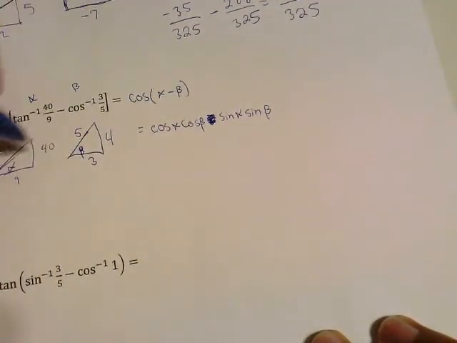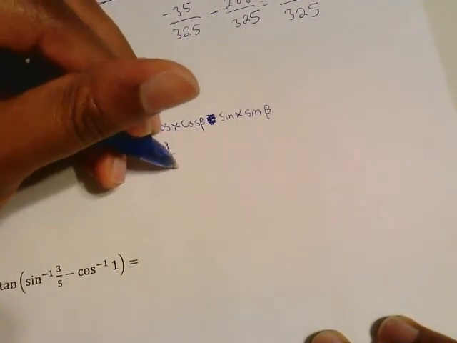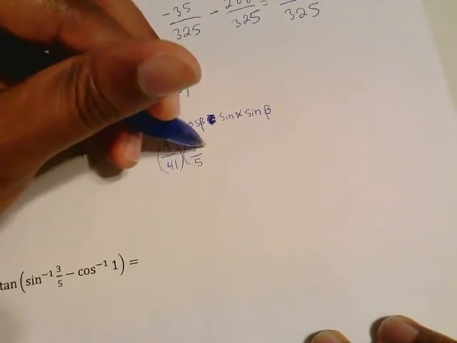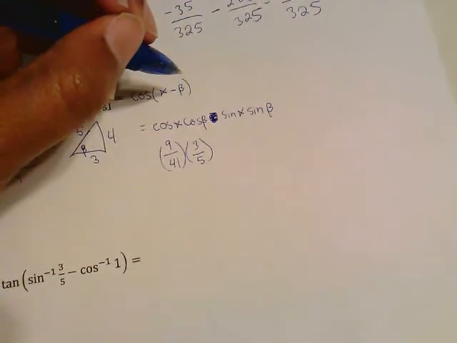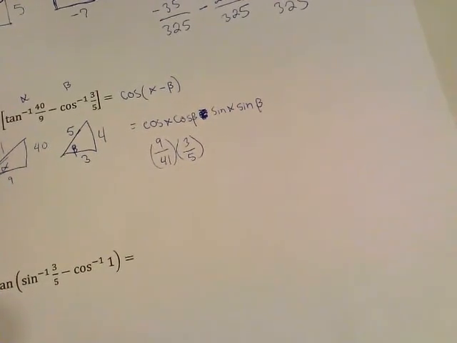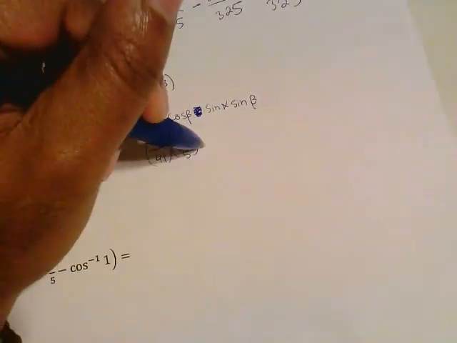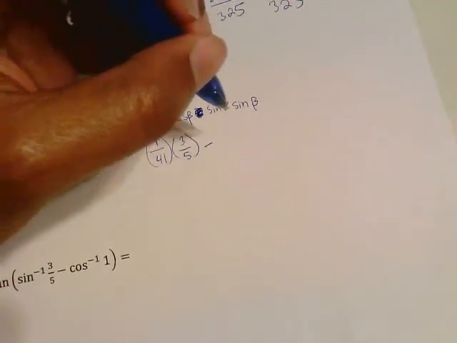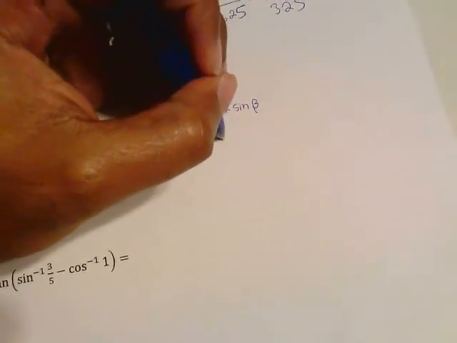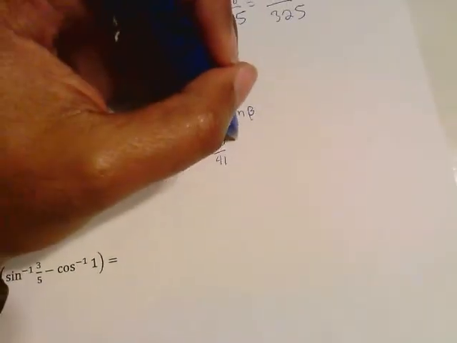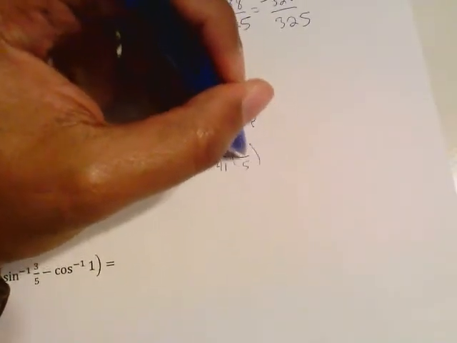Cosine alpha is going to be 9 over 41. Cosine beta is going to be 3 over 5. Minus sine of alpha, which will be 40 over 41. And then sine of beta, which is 4 over 5.